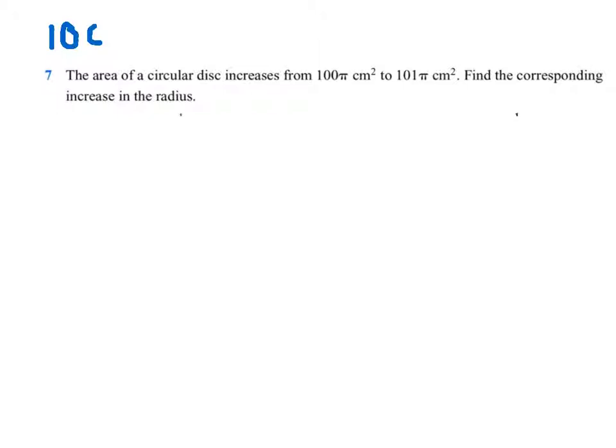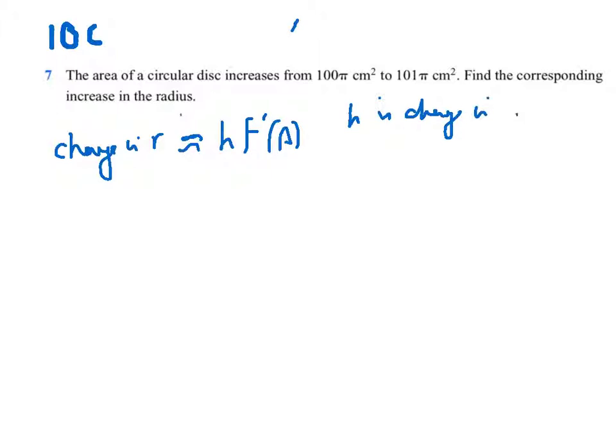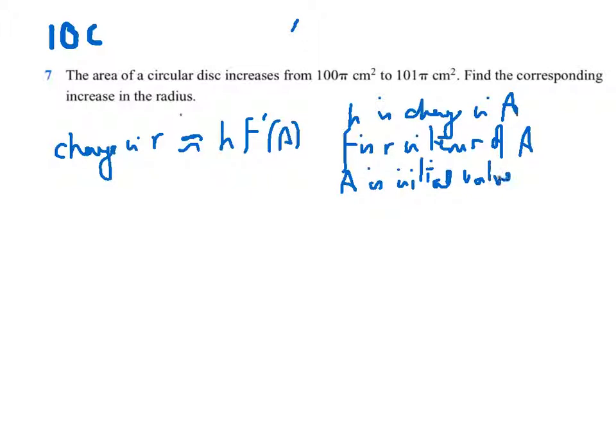So we use the formula that the change in R is approximately equal to h f dashed of A, where h is change in A, f is R in terms of A, and A is the initial value of A. A little bit confusing because I'm using A in two different respects, but I hope you'll manage.